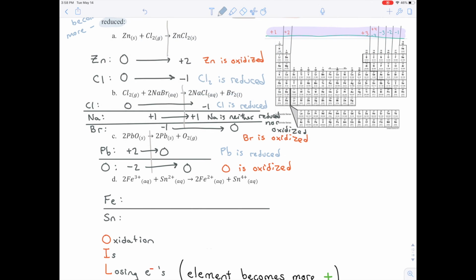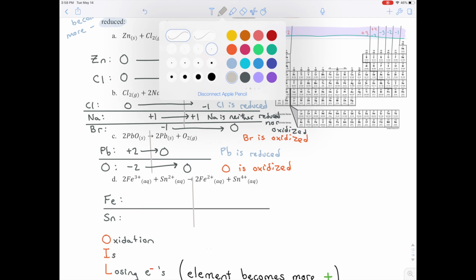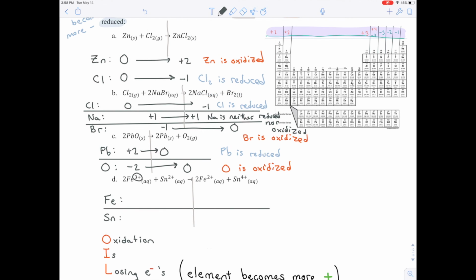Okay, we'll separate in our mind the left and the right side of the equation. Everything on the left are the reactants, the right are the products. So iron, we can see, starts with a plus 3 charge. Iron is all by itself. Whenever an element's all by itself, its charge is whatever's written in the top right, and plus 3 is written in the top right there. Tin starts with a positive 2 charge. That's the number that's written in the top right of tin. Iron ends with a positive 2 charge, and tin ends with a positive 4 charge.